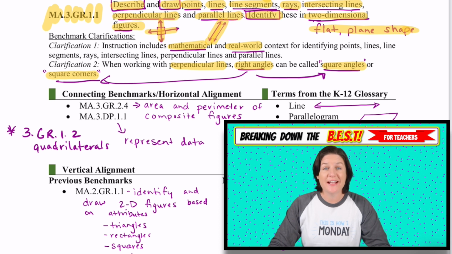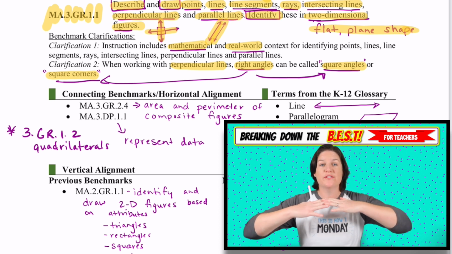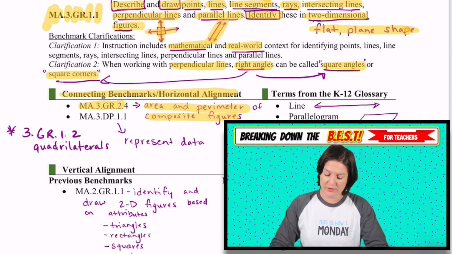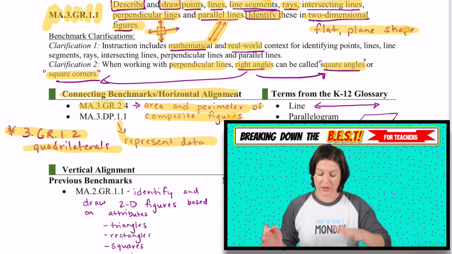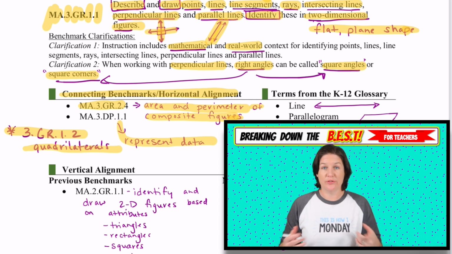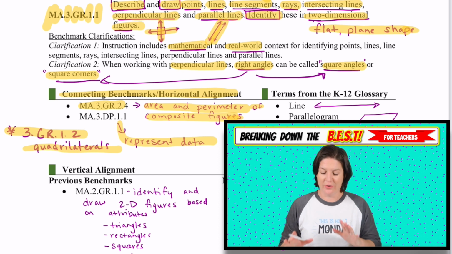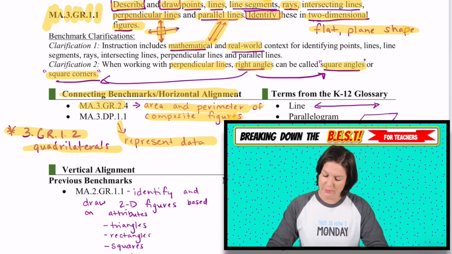Okay, so what are the connecting benchmarks, or what are the horizontal alignment skills for this right here? Well, in third grade, we will also be working with area and perimeter of composite figures and representing data, but I was surprised that they did not mention 3.GR.1.2, which is our quadrilateral standard, where we are identifying quadrilaterals based on parallel lines, based on perpendicular lines, and all of that. So that's a good connection to that one.